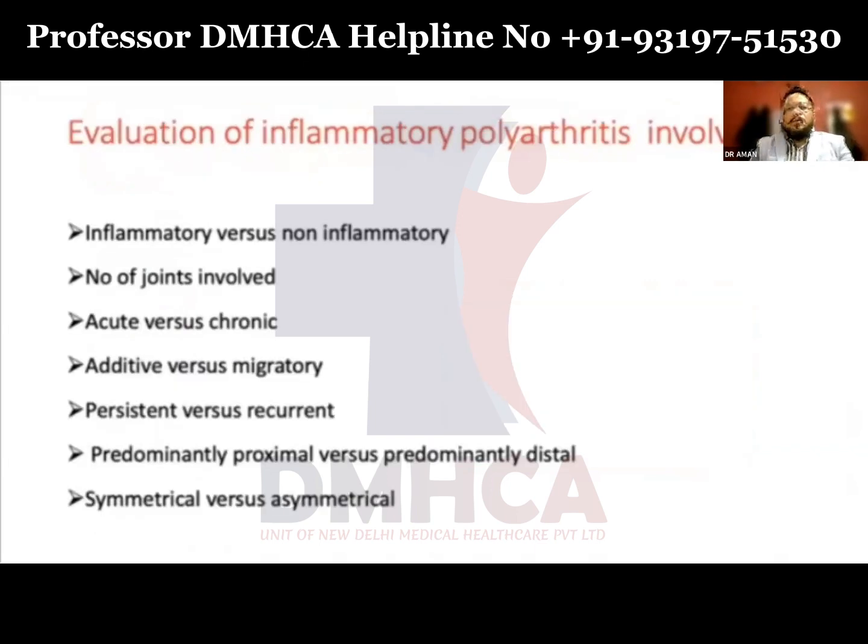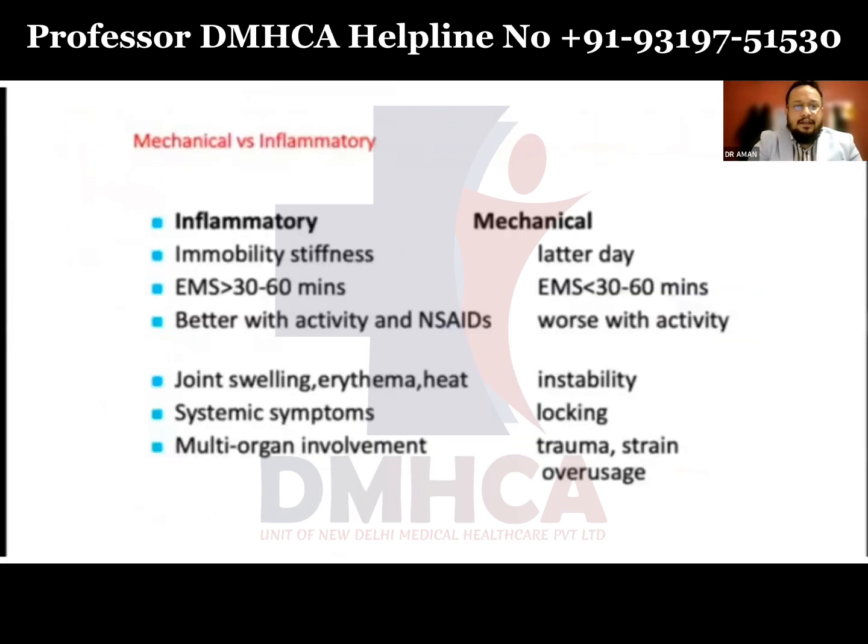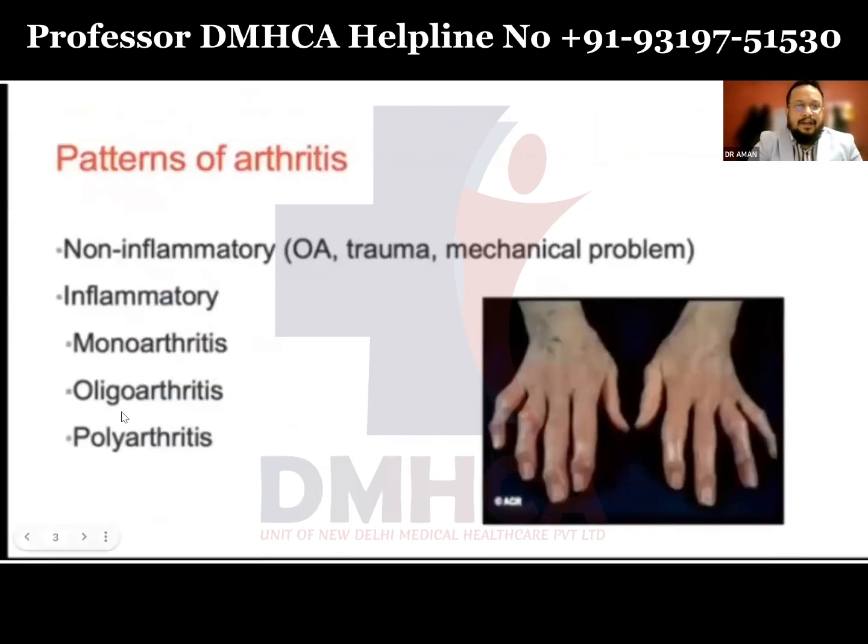So evaluation of inflammatory polyarthritis involves: inflammatory versus non-inflammatory, number of joints involved, acute versus chronic, additive versus migratory, persistent versus recurrent arthritis, predominantly proximal versus predominantly distal, symmetrical versus asymmetrical. How many joints are involved? If many joints are involved, it is polyarthritis. If some joints are involved, it is monoarthritis. As we have seen, we have monoarthritis, oligoarthritis, and polyarthritis, depending on the number of joints involved in the inflammation.